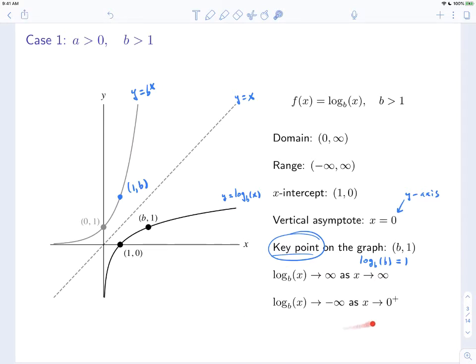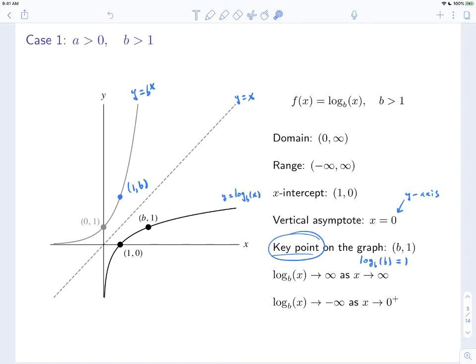Let's talk a little bit about the end behavior of the logarithmic function, or the logarithmic curve. As x goes to infinity, as x goes to the right, the logarithmic function increases without bound. So log base b of x goes to infinity as x goes to infinity. Moving to the left, x can't go to negative infinity because the domain of this logarithmic function is 0 to infinity. So the most it can do is go to 0.